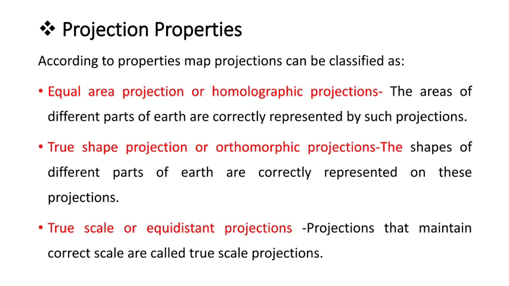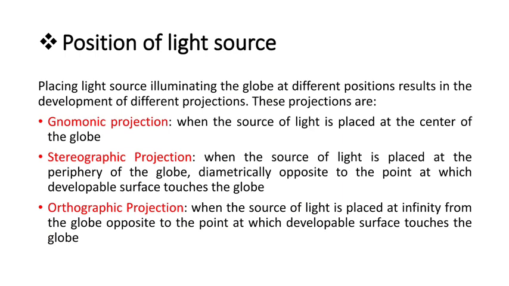So this is very easy to remember. Based on the property, we have different names. If the area is correctly represented, that is called equal area projection or homolographic projection. If the shapes of different parts of the earth are correctly represented, then we call it true shape projection or orthomorphic projection. If the correct scale is maintained, we call it true scale or equidistant projection. Okay.